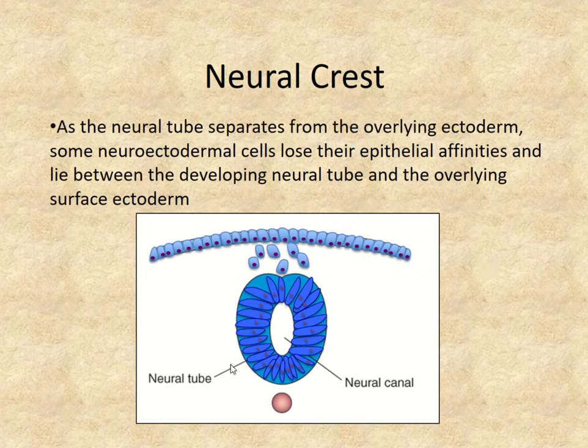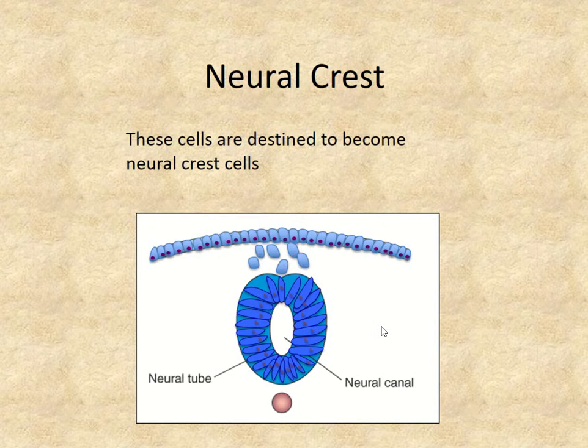All right. As this neural tube was separating from the overlying ectoderm, some of the neuroectoderm cells lose their epithelial affinity. So they do change from epithelium, but they don't actually become part of the neural tube. They become positioned between the surface ectoderm and the neural tube, and we're going to call these cells neural crest cells. They're not going to be epithelium anymore, but they're also not going to contribute to the neural tube. You can see them depicted here in this light blue color without a nucleus.